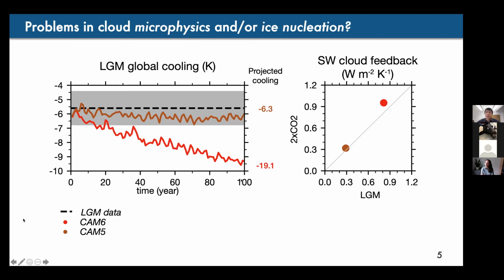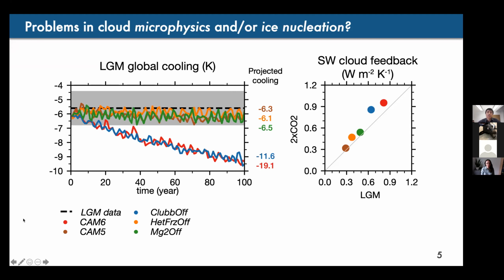Because I only have a short simulation, here I do linear regression between the TOA radiation and surface temperature to estimate the projected cooling. And comparing to CAM6, you see that CAM5 running with CSM2 has a much weaker shortwave cloud feedback and a much reduced LGM global cooling, falling within the proxy suggested range.